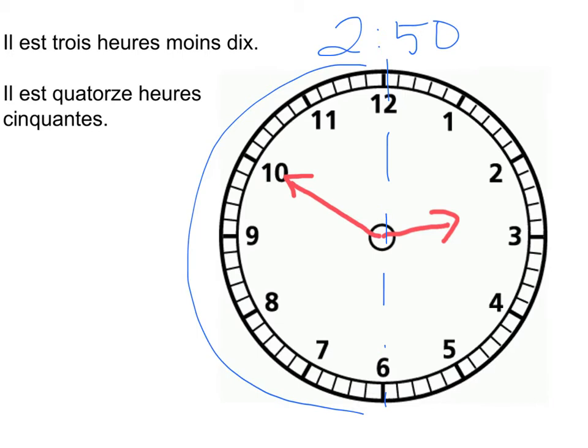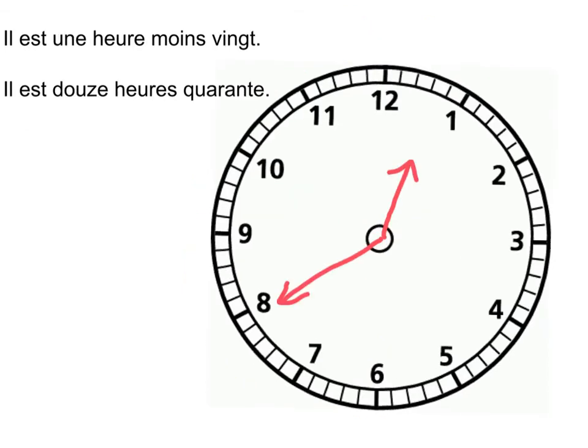So let's go ahead and leave that there, and we'll come back to this slide to visit the second sentence on here. Okay, so here we have Il est 1 heure moins 20. So it's 1 o'clock minus 20. It's 20 till 1.